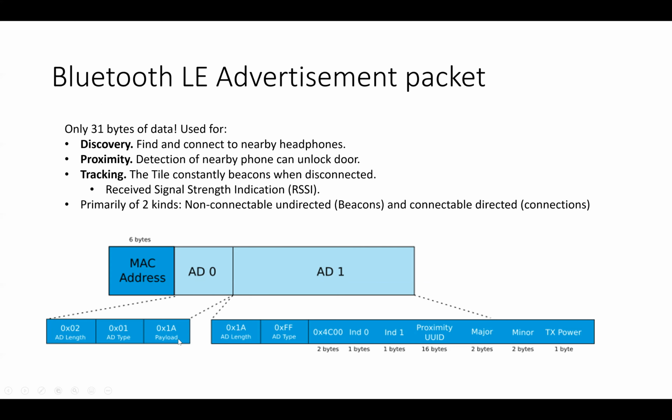And it can be broken up. There's a lot of payload, but I think the main takeaway is the Bluetooth advertisement packet is really tiny. It's only 31 bytes of data that is broadcast at regular intervals. But it can be very power efficient because it only needs to be broadcast a few times.